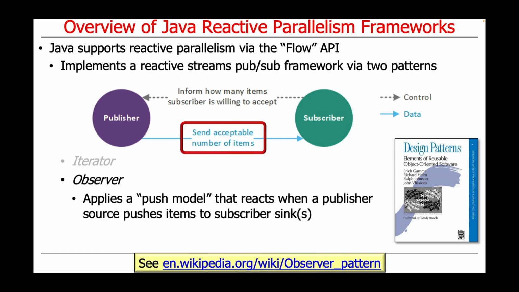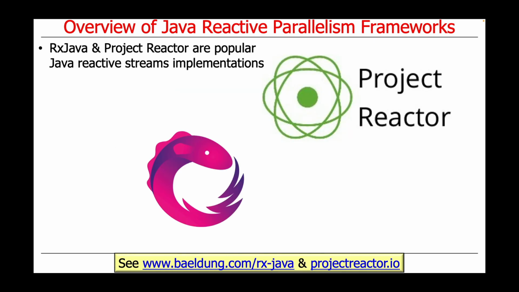And then we also have the observer pattern where you can have multiple subscribers receive data that's pushed by a publisher. So in this case, the publisher is the source, and it pushes data to 0 or more subscribers, and that's the observer pattern. So iterator pattern, observer pattern. Hopefully you've encountered some of those patterns in other classes as well.